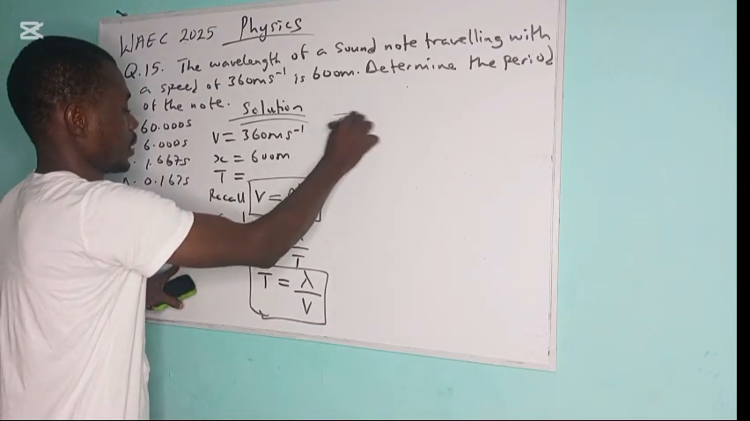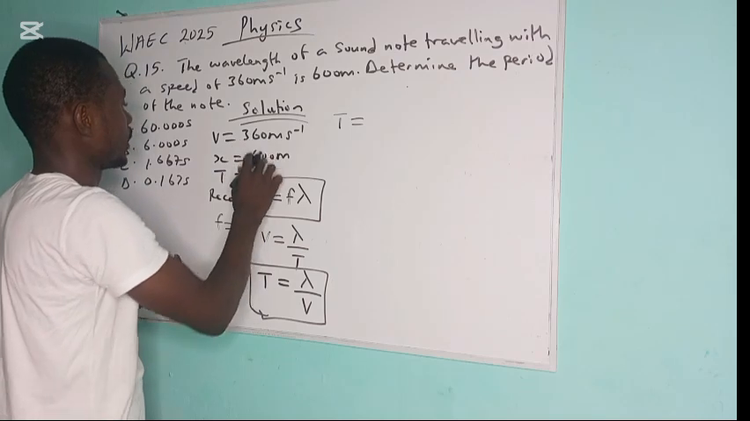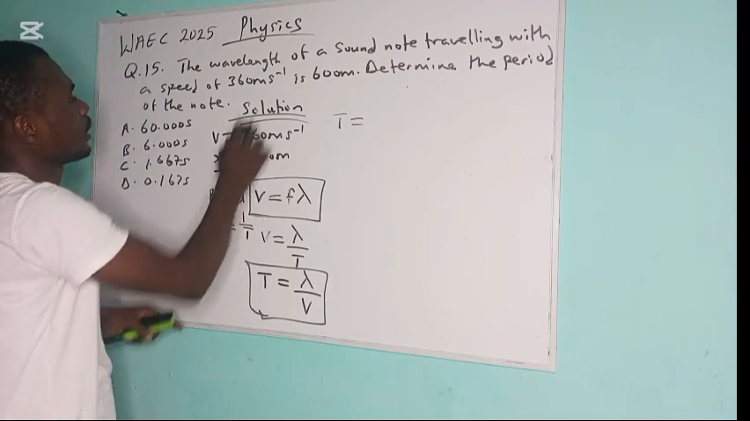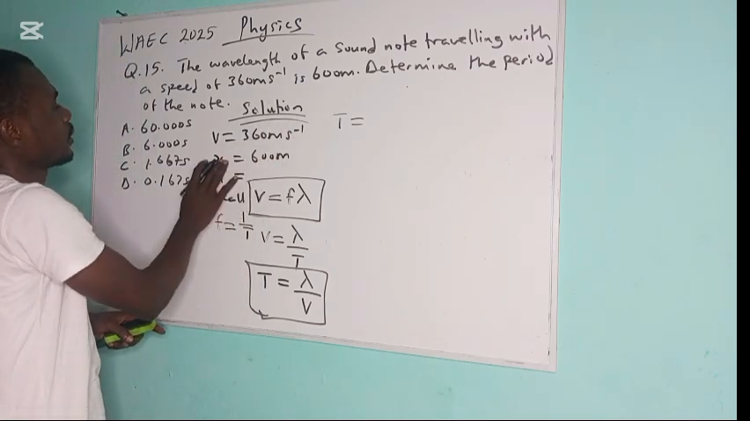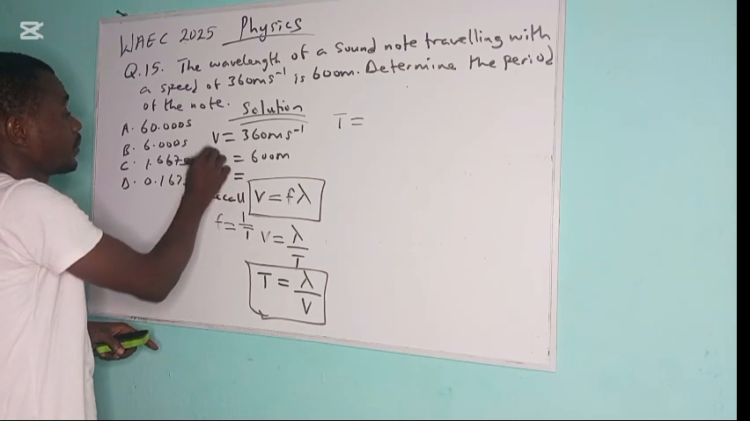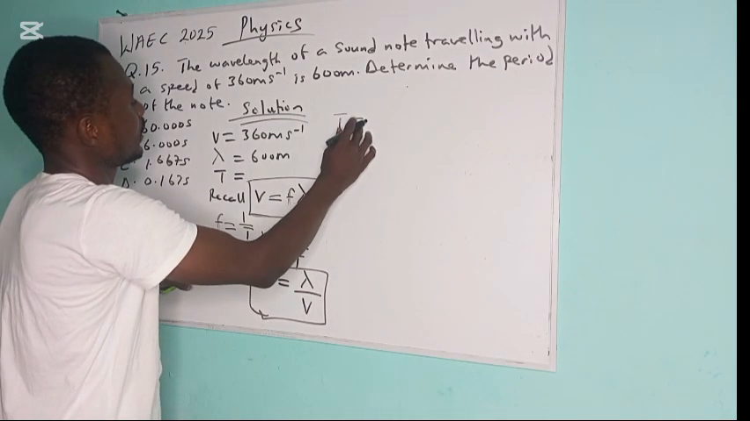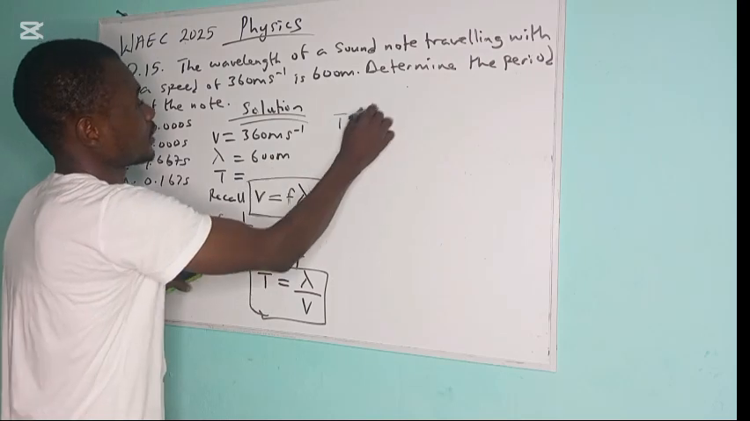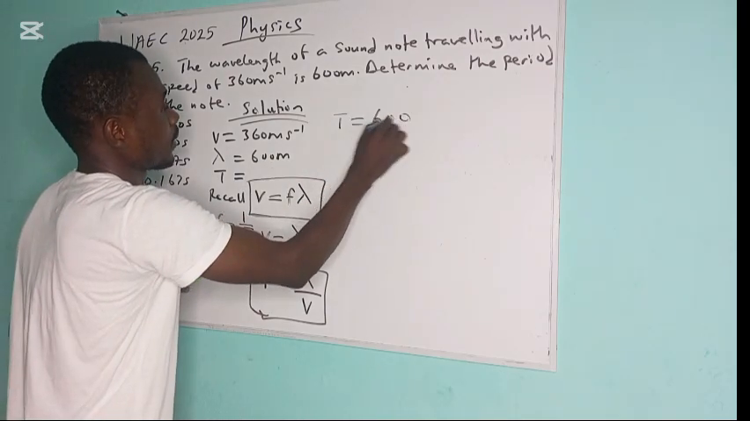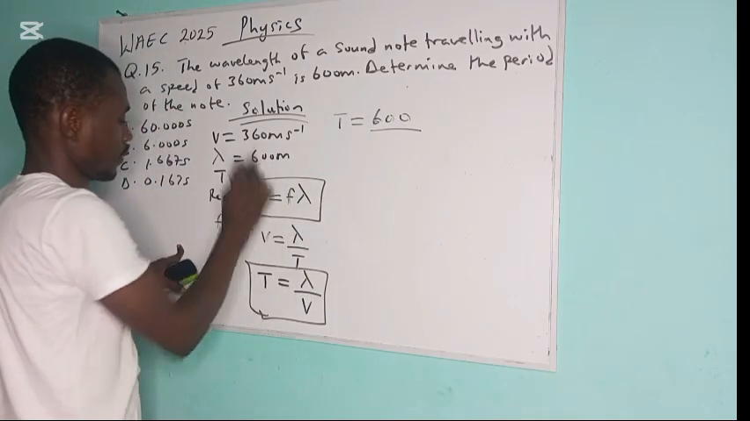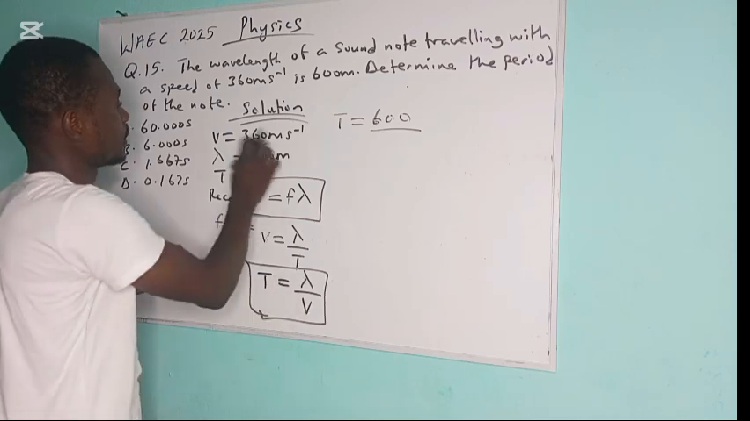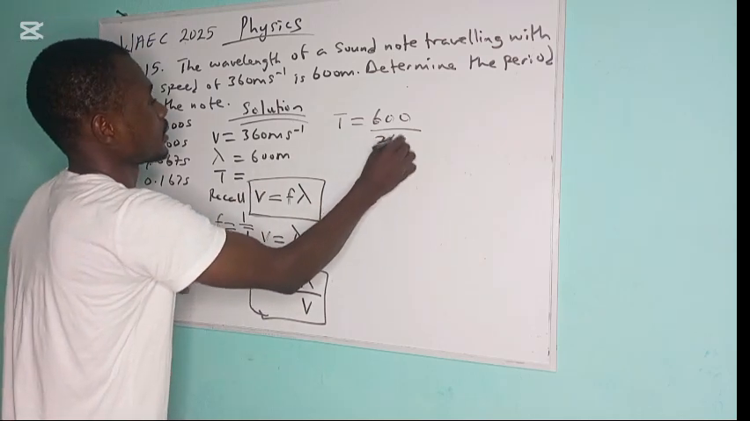So that will be, the lambda is the wavelength, not distance. Okay, so the wavelength is 600, over the wave speed, which is 360.